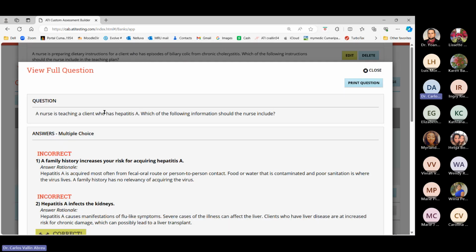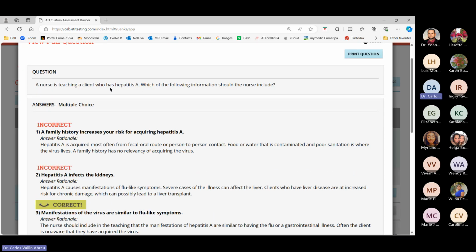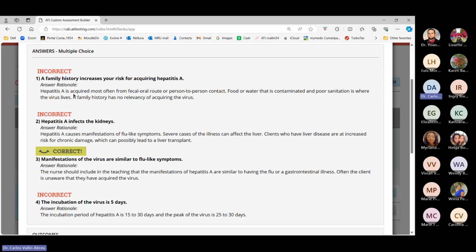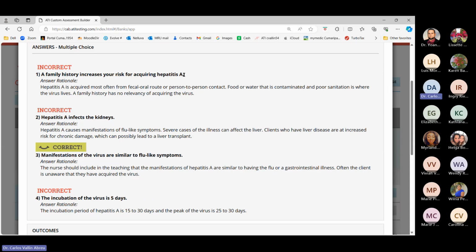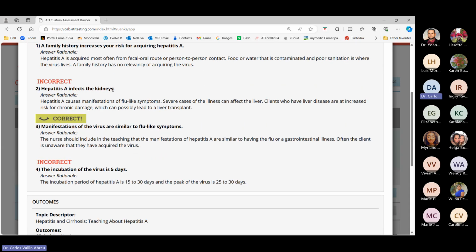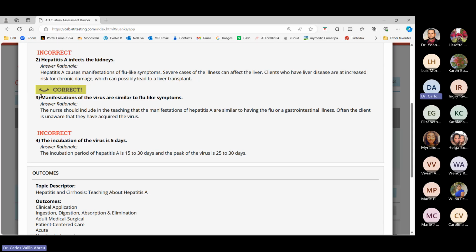A nurse is teaching a client who has hepatitis A. Which of the following information should the nurse include? Family history increases your risk of acquiring hepatitis. This is not hereditary, so it's not true. Hepatitis A infects the kidneys. No. Manifestations of the virus are similar to a flu-like syndrome.